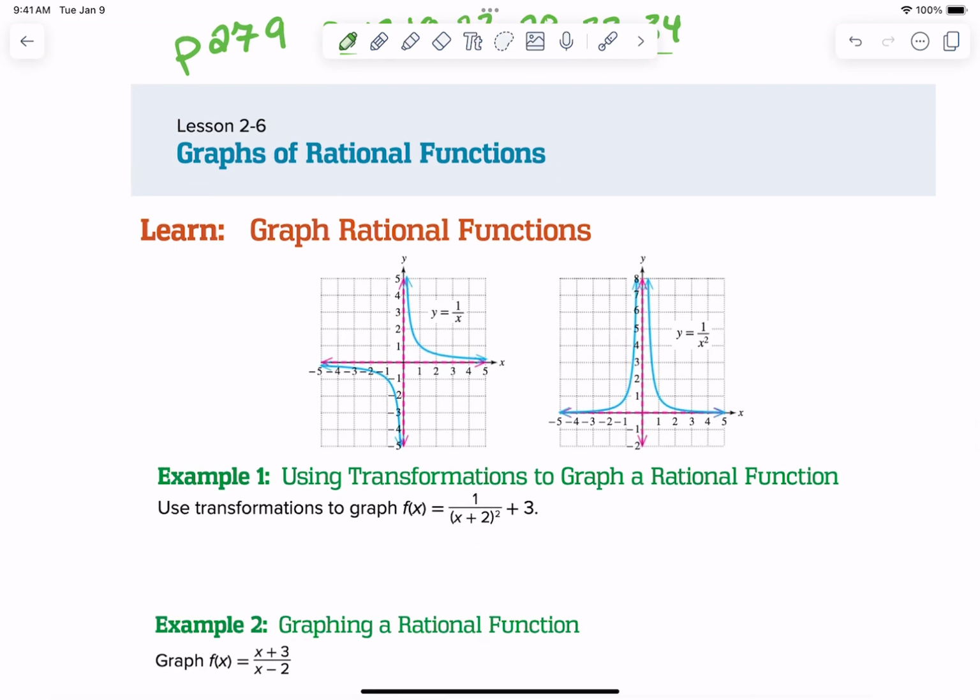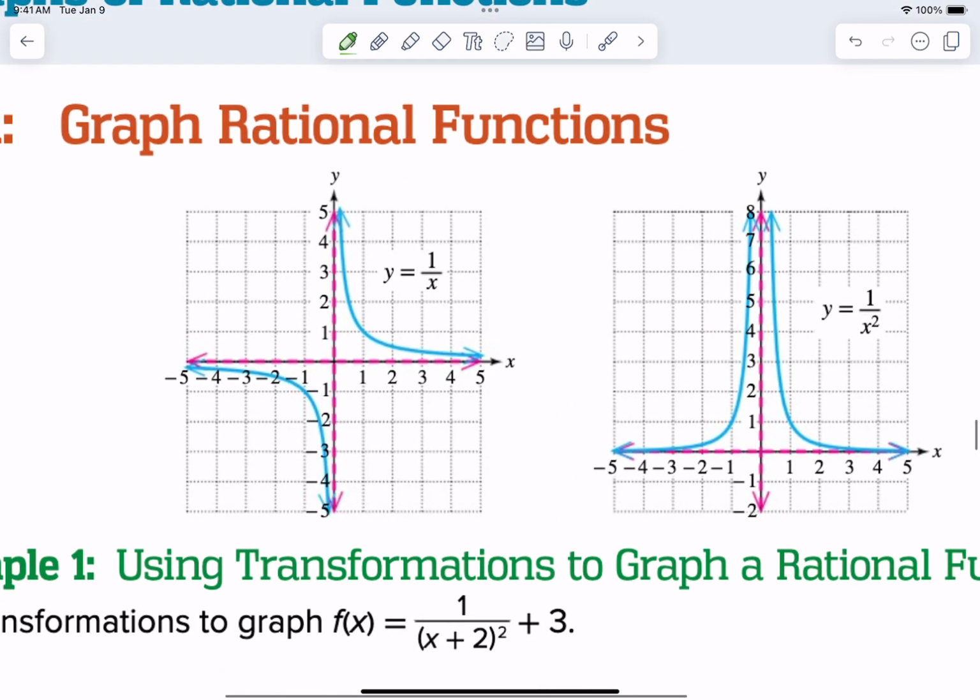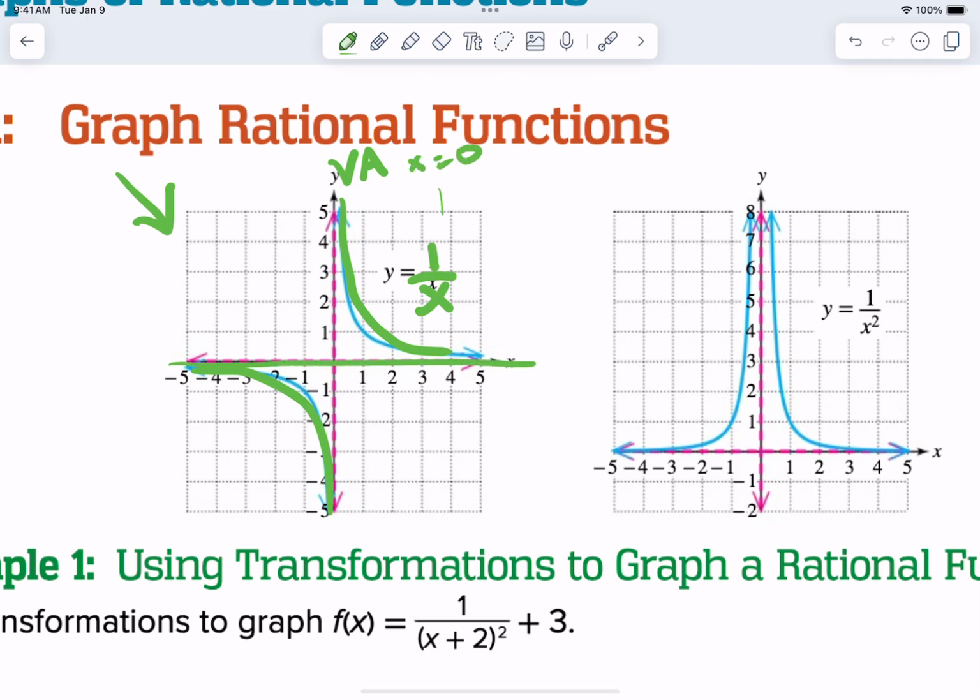So, one thing, you should have these guys in your brain of like what these parent functions look like. So this is 1 over x again. He is the boomerangy guy. He has a VA right here at x equals 0. He has a HA right here at y equals 0, okay? That is what a 1 over x looks like, okay? You should know kind of what he looks like, okay?